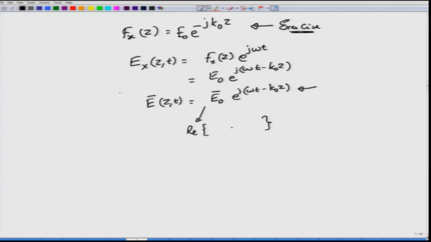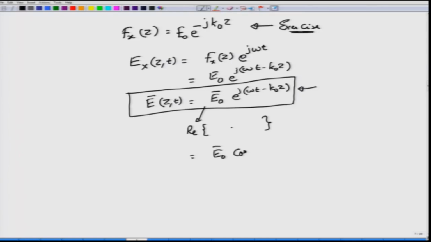So, what I have now is an expression for the electric field in complex form, of the form e power j omega t minus k0 z, but in the real form, when you take the real part of it, it would be something like cosine of omega t minus k0 z. And this cosine of omega t minus k0 z is some function f of the form t minus z by v. Now, do you remember where you had seen this function f of t minus z by v?